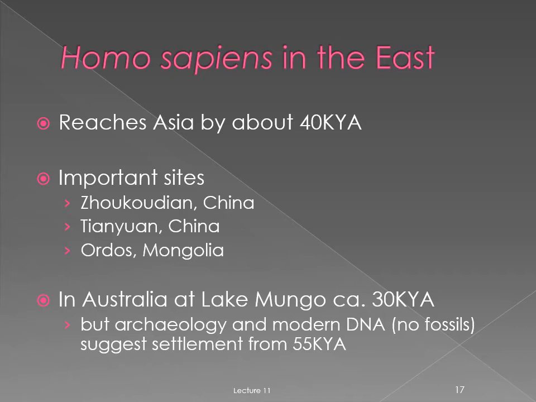Sapiens may have made it to Australia before China, though. All human remains and archaeological sites in Australia belong to Homo sapiens. No earlier species colonized the continent. And the earliest seems to be about 30,000 years ago at a site known as Lake Mungo. On the other hand, archaeological evidence and modern DNA studies suggest the continent was first settled around 55,000 years ago, and we're just missing the earliest fossils.